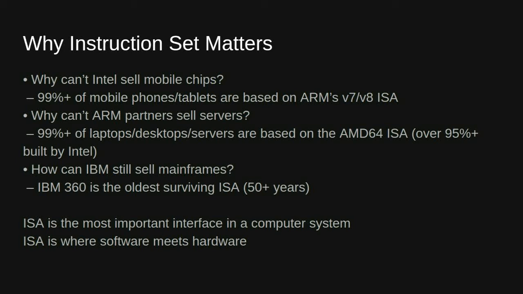Different vendors sell different chips to different markets. So Intel don't really sell mobile chips. They try to get in there. They try to get into servers. They're not in there too much. And IBM sell mainframes. It's the most important part in any computer system, and it's where the software meets the hardware.